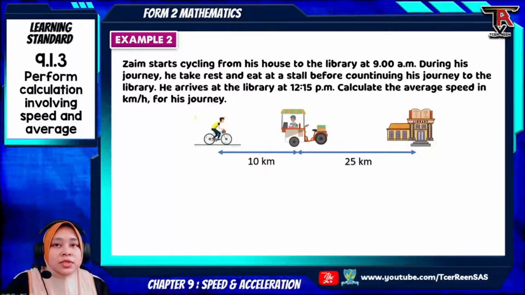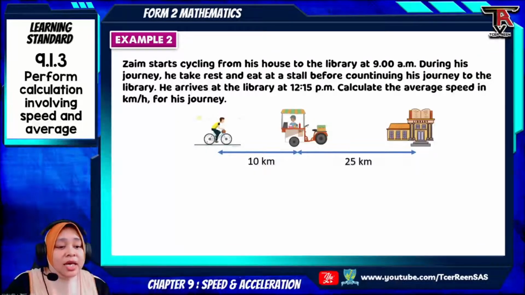Example 2 said that Zaim starts cycling from his house to the library at 9 a.m. During his journey, he takes rest and eats at a stall before continuing his journey to the library. He arrived at the library at 12:15 p.m. Calculate the average speed in kilometer per hour for his journey.